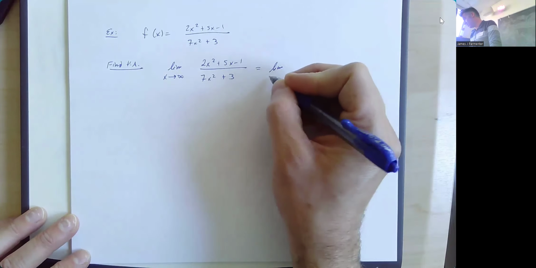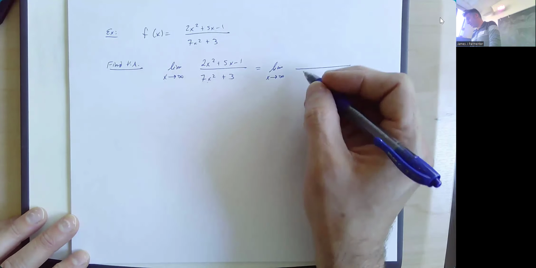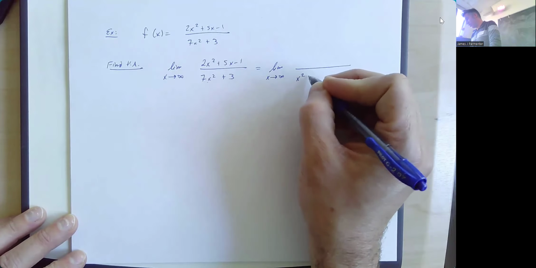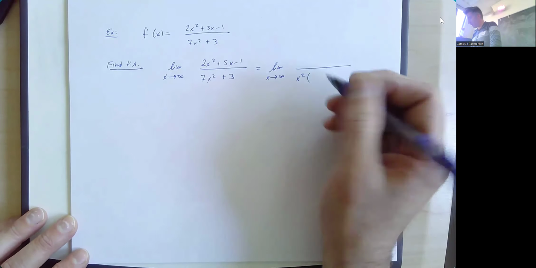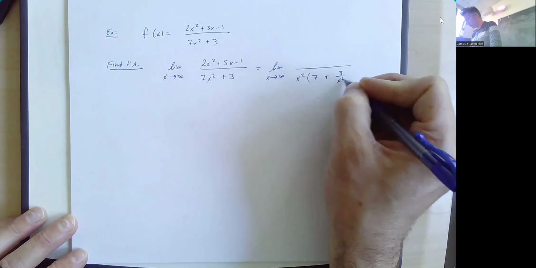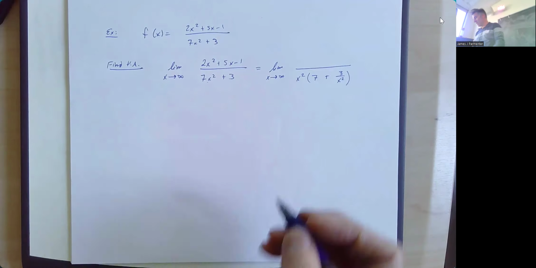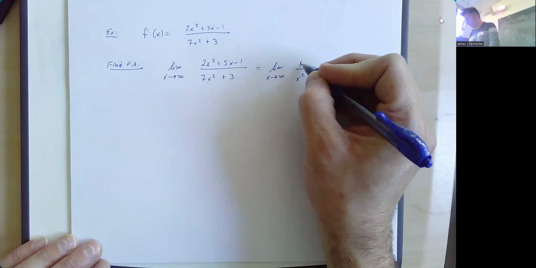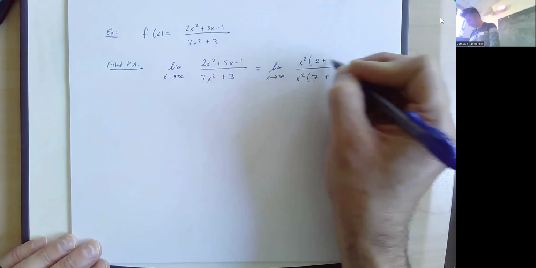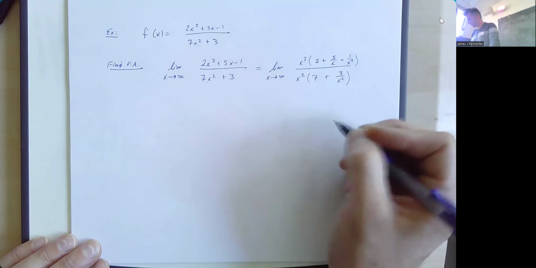So I write this as the limit as x goes to infinity of, I'm going to factor out an x squared from the bottom. So watch this for a second. Factoring or dividing out an x squared, I get 7 plus 3 over x squared. You're still really dividing each thing by x squared. You're just writing the x squared out in front. Same deal on top. I'm going to factor out an x squared. I'm left with 2 plus 5 over x minus 1 over x squared. X squared divided by x squared is 1.